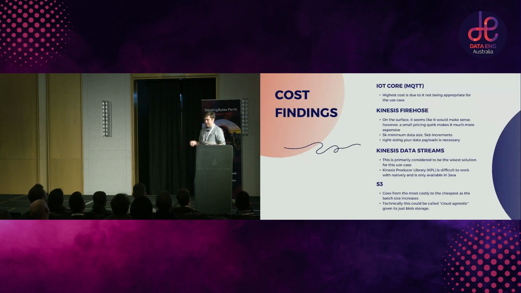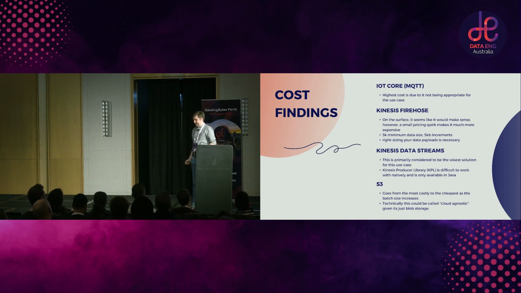I'll talk about that in a sec, but some of the cost findings were: MQTT is a good solution, but ludicrously expensive if you're doing bulk uploads. Firehose is a decent solution and one that you might use, but you need to be aware of the 5 kilobyte minimum. And then Kinesis data streams is a good option, but fairly difficult to use. The libraries available to interact with it are only available in Java. You can use Greengrass, which has a module that allows you to pipe data through it, but again, you need to be using Greengrass for that. So it's a bit of an investment to get yourself up and running.